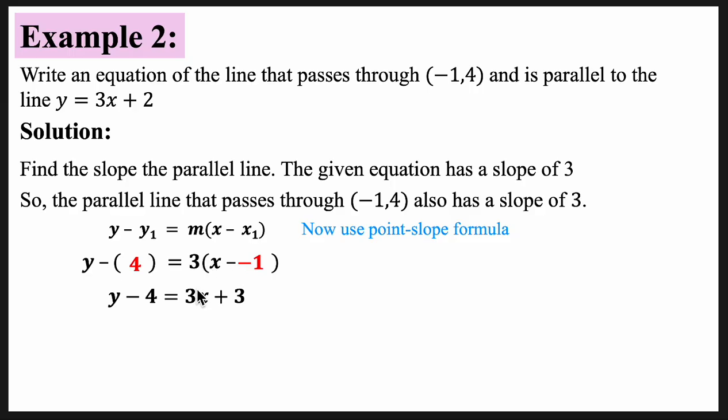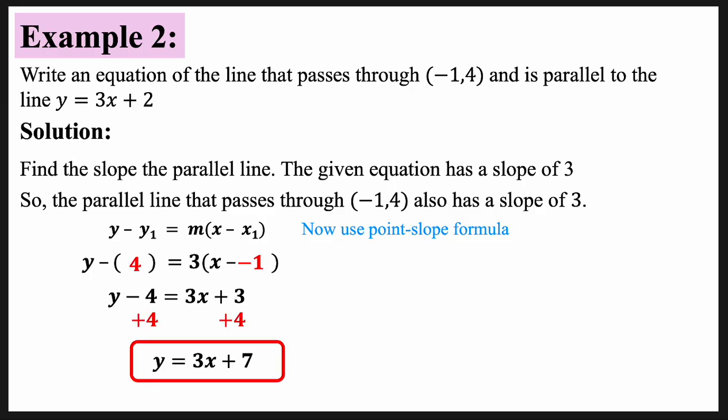So 3 times x is 3x, and 3 times 1 is positive 3. To isolate the variable y, we add 4 on both ends. You get y equals 3x plus 7. So the equation in slope-intercept format would be y equals 3x plus 7.